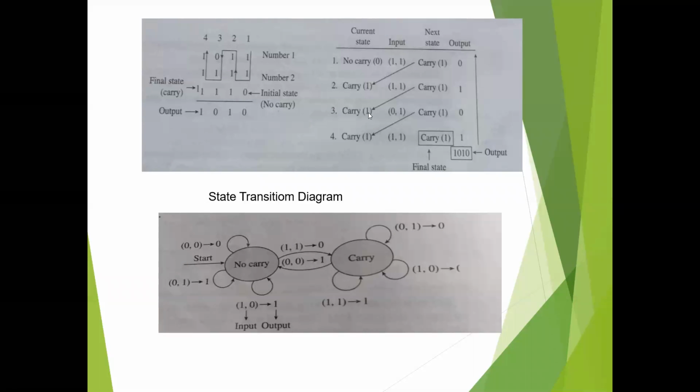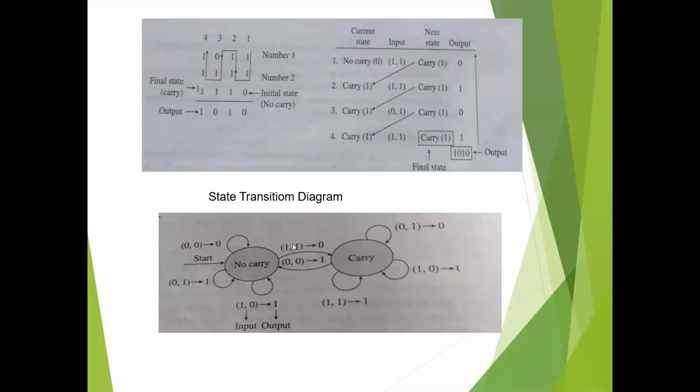Again you are on the carry state. Next input is 0 1. You can see here 0 1 with 1 carry. Output is 0. Carry generated. So definitely you will move to the carry state. So the last two digits 1 1 with 1 carry, so output is 1 and carry is generated.